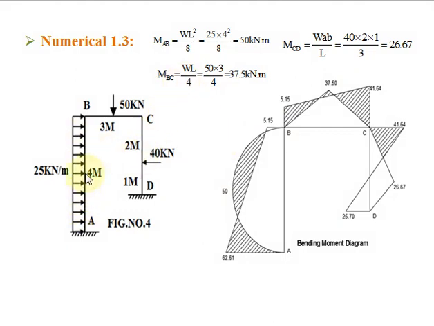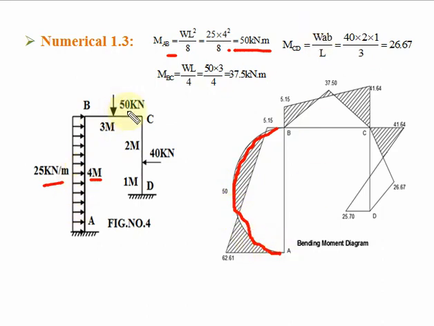Now for the frame, draw the bending moment diagram for the free bending moment. Now for UDL, the equation is WL square by 8. W is 25, length of span is 4 meter. So 25 into 4 square divided by 8 is equal to 50 kilonewton meter. So for UDL, you have to draw it in terms of a parabola. So this is for UDL.